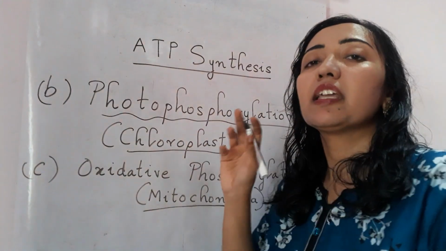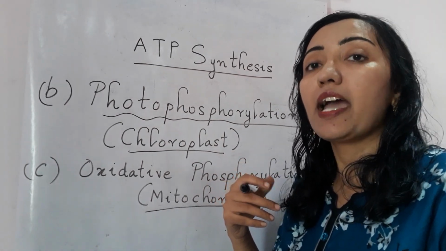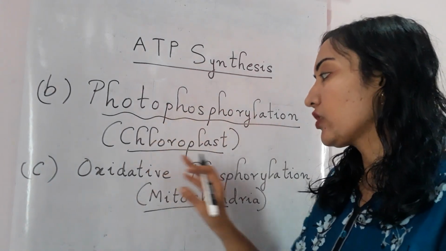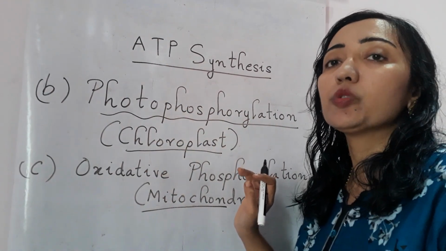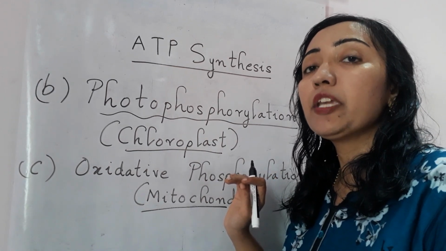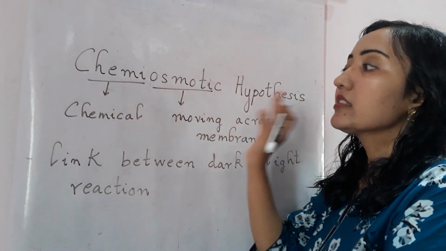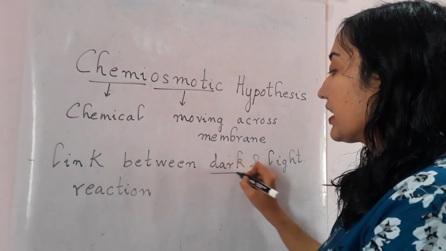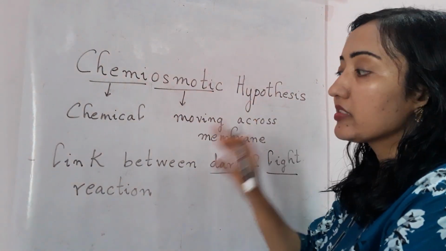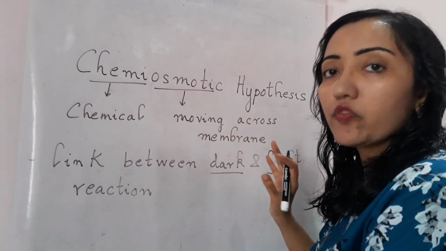Both these steps, photophosphorylation and oxidative phosphorylation, use a hypothesis which is known as the chemiosmotic hypothesis. The chemiosmotic hypothesis is a link between the dark reaction of photosynthesis and the light reaction of photosynthesis.